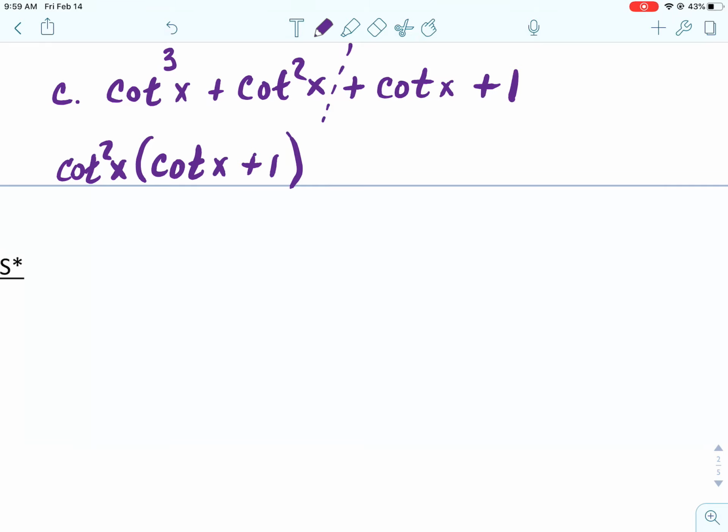All right, there is no common factor in the second group, but we do have to put something outside the parentheses. So what is it going to be? A 1.